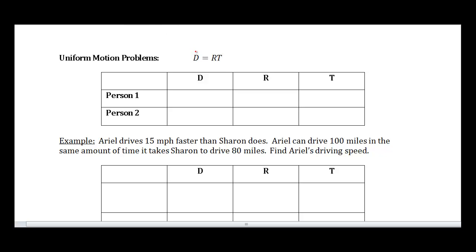D is for distance. R is for rate. All right, and that's the speed, right? Miles per hour, meters per second, and T is for time.